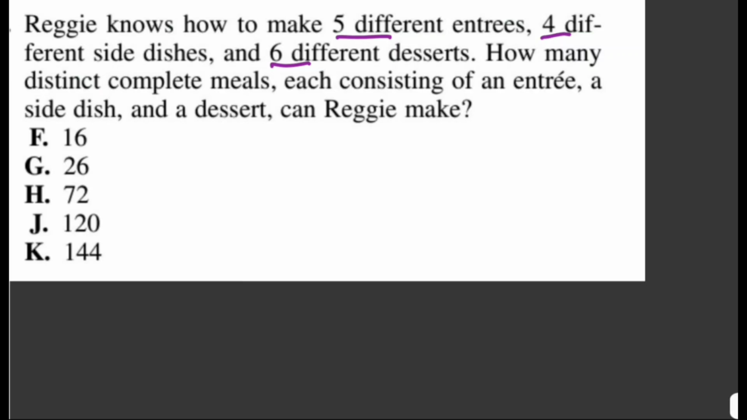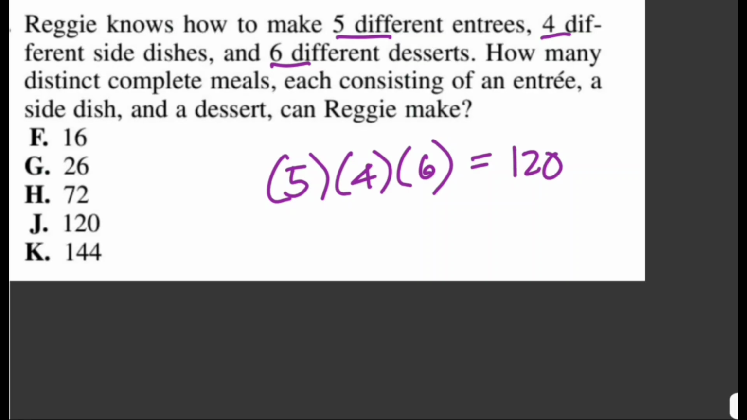So how are we going to do that? We just have to multiply the quantities in the 3 different groups together. So we can just simply multiply 5 times 4 times 6, and this would give us 120. Therefore, there are 120 distinct meals that Reggie can make out of those 5 different entrees, 4 different side dishes, and 6 different desserts. So the answer here is letter J.